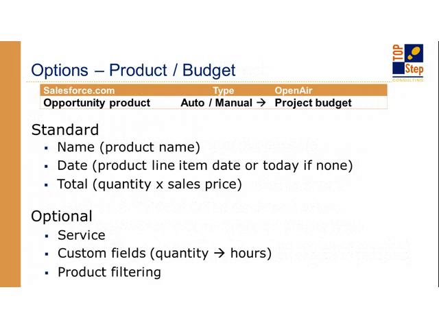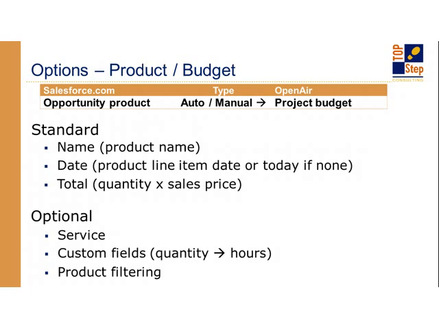Okay, let's talk about the products going to populate budgets. Now the standard fields that just kind of come out of the box that are populated is the name, which is going to be the product name. That'll be the budget name. The date, which uses either if the product line item or the opportunity product, if it already has a date populated, it'll use that. If not, it'll use the current date. And then, of course, the total, which is quantity times sales price.